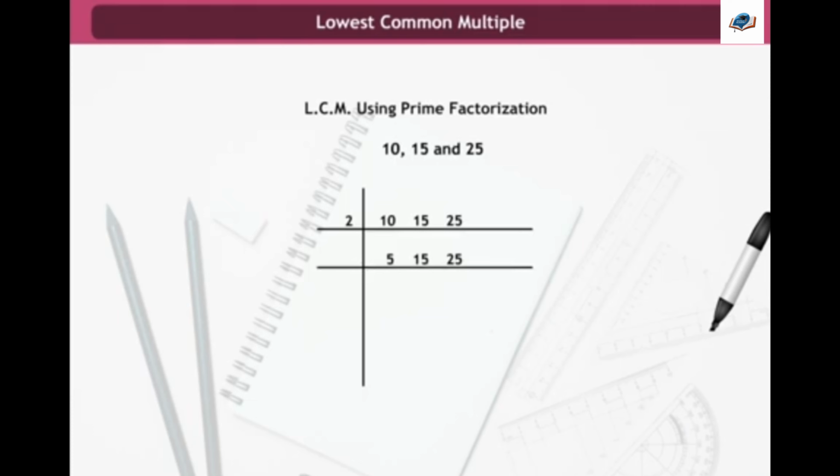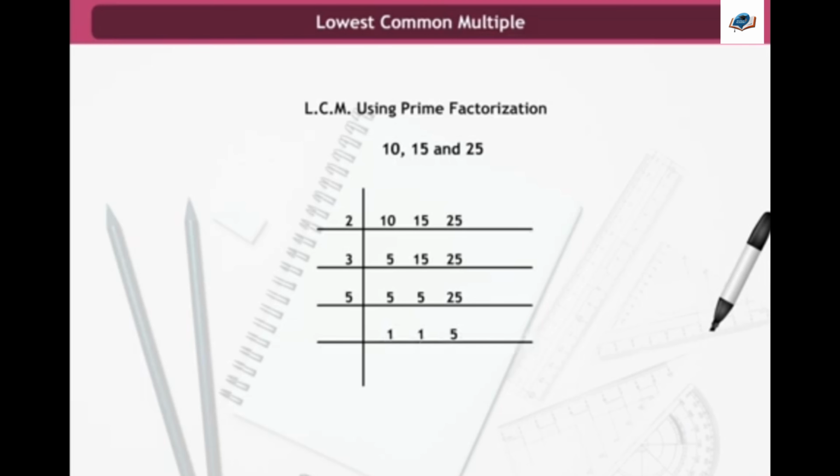Now none of the numbers is divisible by 2. So we move to the next prime number, that is 3. Now only 15 is divisible by 3. So we write 5 below 15 and the rest of the numbers as it is. Again, now as no number is divisible by 3, we move to 5. Clearly, 5 is divisible by all the three numbers.